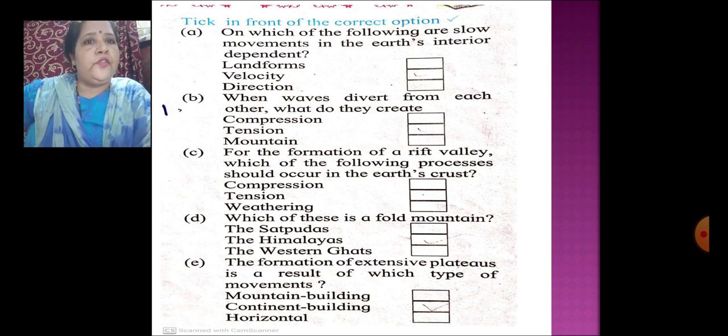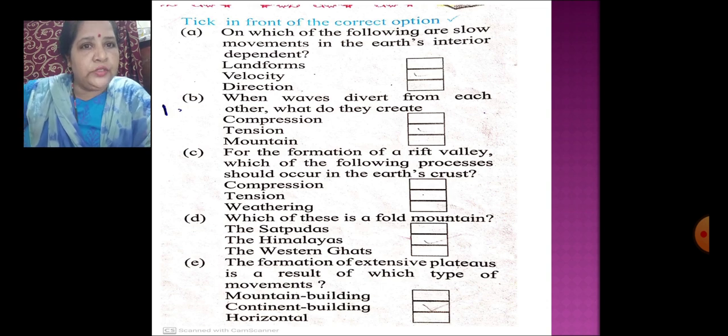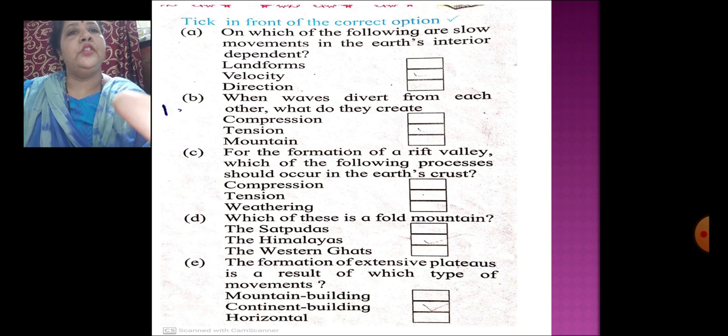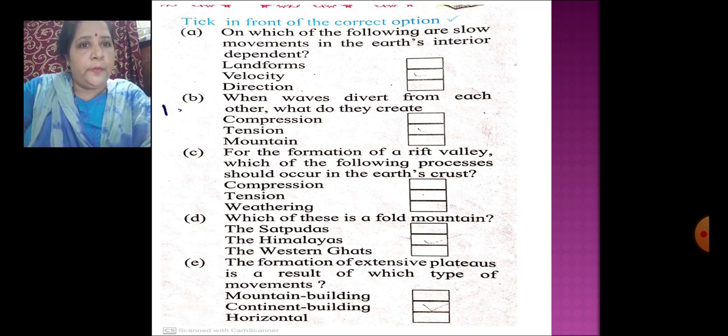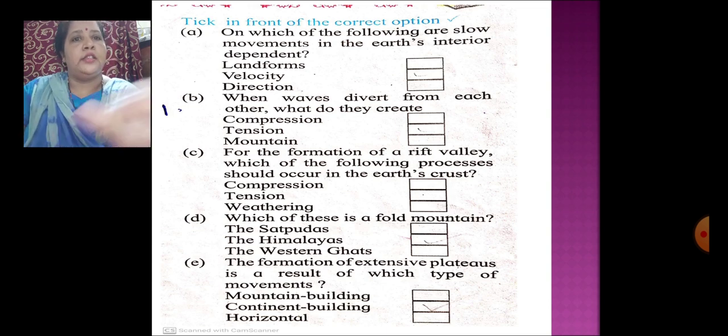When waves diverge from each other, what do they create? Do they create compression? Do they create tension? Or do they create mountains? Correct. They create tension. For the formation of a rift valley, which of the following processes should occur in the Earth's crust? Compression, tension or weathering? Yes, it is tension.